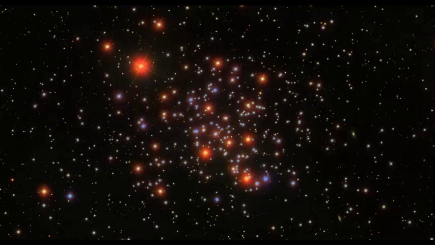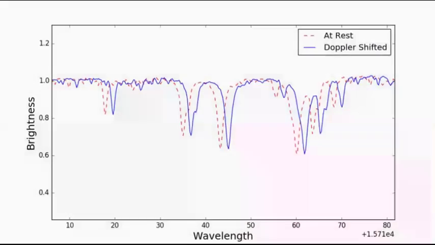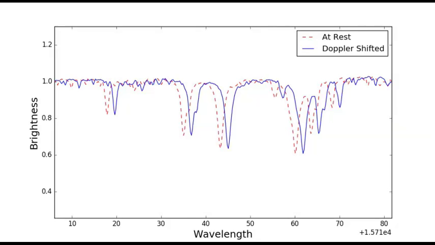So what exactly would the Doppler effect look like in a star's spectrum? Well, it would look something like this. The red dashed spectrum that you see here represents the spectrum of a star that is not moving towards or away from us, kind of like the sun. And the solid blue spectrum represents the spectrum of a star in the cluster M67.